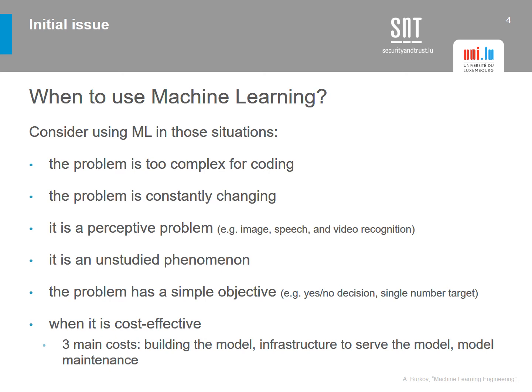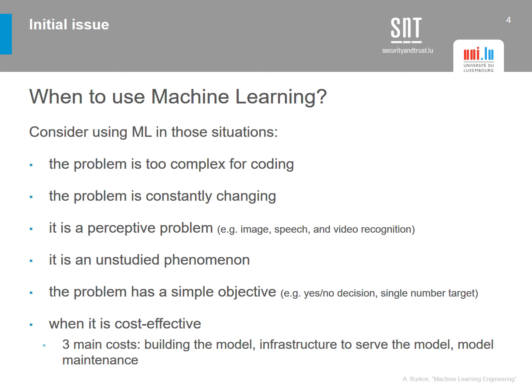All right, so these are a few situations where we can consider using machine learning, but it doesn't mean that if we tick one of the boxes, or we have one of the situations mentioned here, then we have to use machine learning. For example, if we have a perceptive problem, but the solution is easy enough to develop, then we may not need machine learning at all.